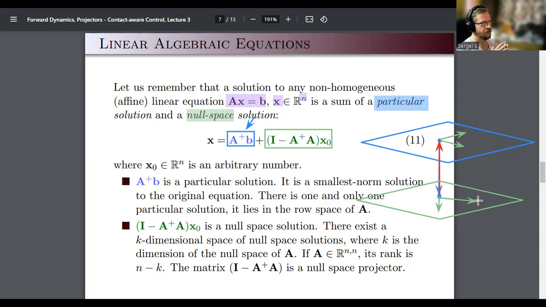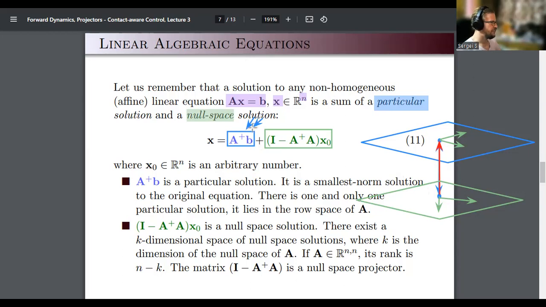There is either zero null space solutions, so only the zero solution, or there are infinitely many. You cannot have like 2 or 3, right? They always come in subspaces. They are always orthogonal to the particular solution, and the particular solution is only one by definition again, because it is the shortest distance to the solution space, right? So this is kind of the geometrical picture of this whole thing.